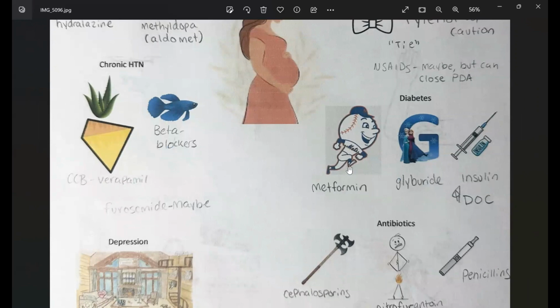For diabetes, insulin is your drug of choice. You can also still use metformin, and you can use glyburide. So metformin, this is the Mets baseball metformin. This is a G that is really cold. It's like fur, it's cold, so glyburide.